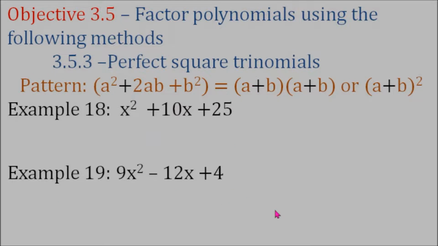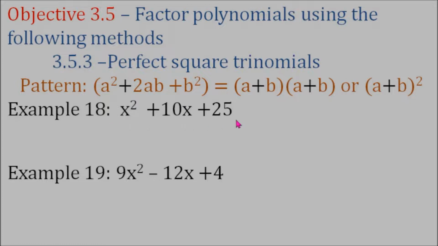The third pattern here is perfect square trinomials. So we have a squared plus 2ab plus b squared, which can be factored as the quantity a plus b times the quantity a plus b, or the quantity a plus b squared. So following the pattern, we can factor example number 18.